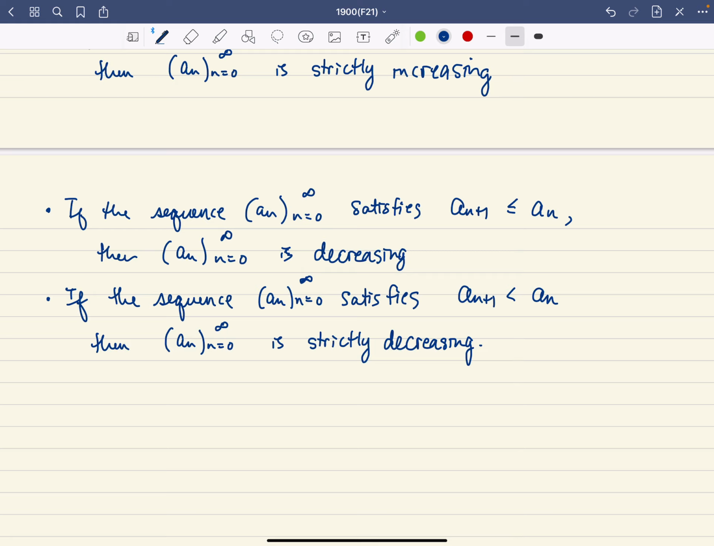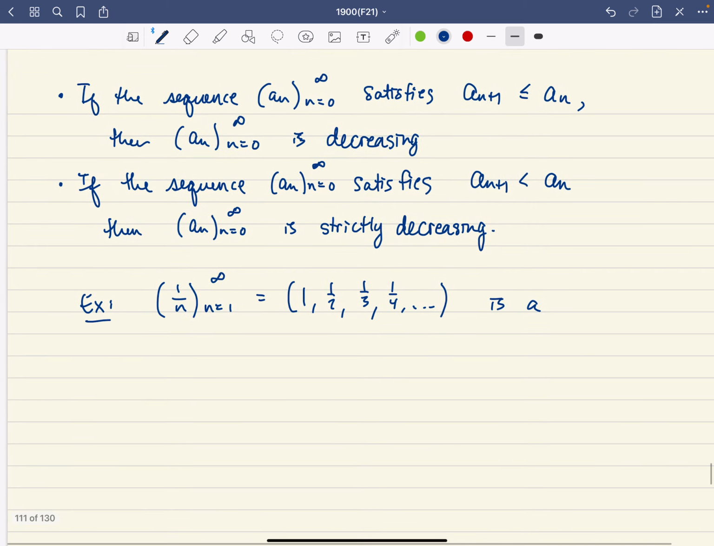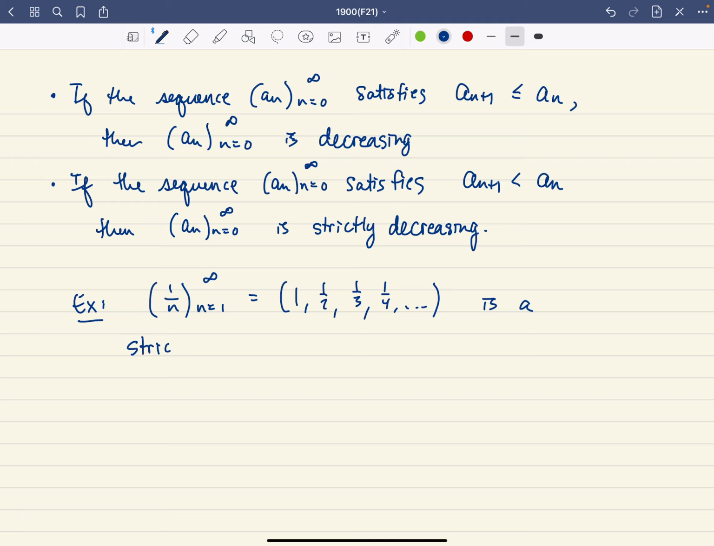A decreasing sequence, we haven't actually seen anything like that, but for example, if we look at the sequence 1 over n, as n goes from 1 to infinity, this would be 1, 1 half, 1 third, 1 fourth, and so on. That is a strictly decreasing sequence. Okay, that's really all I want to say about increasing, decreasing, and so on.